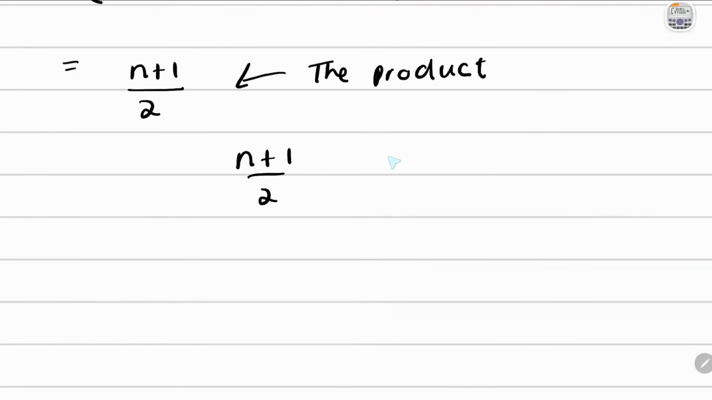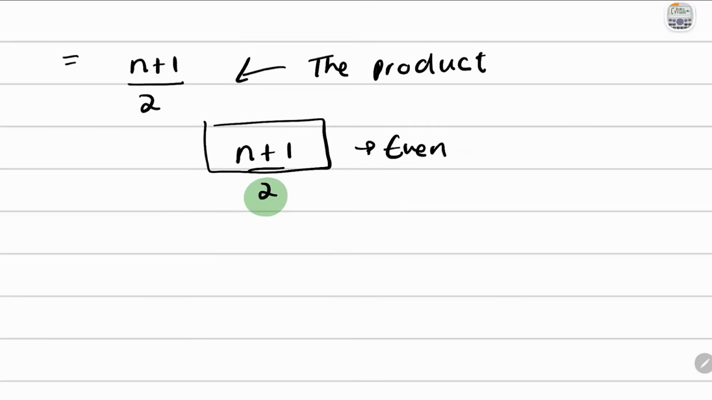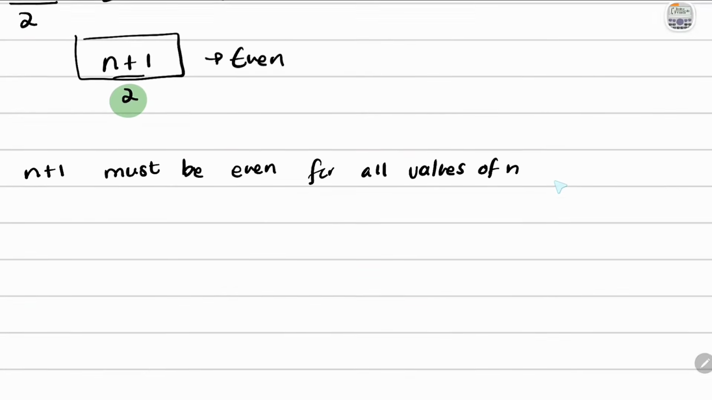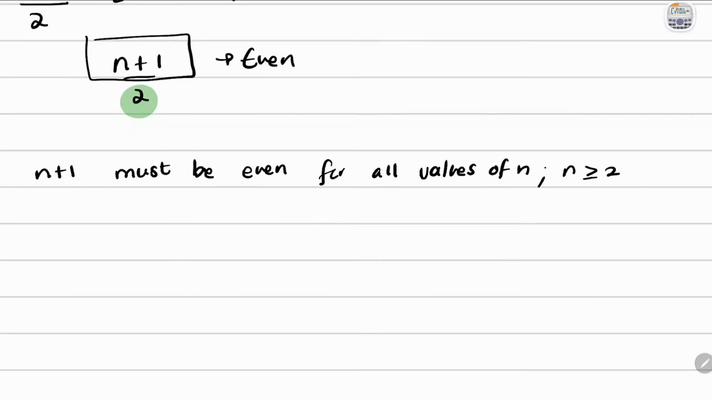So for this to be an integer, because the denominator is 2, the only way it can be an integer is if the top is a number divisible by 2. And numbers divisible by 2 are called even numbers. So n plus 1 will have to be even. Let me first state that. N plus 1 will be even. Okay, must be even, really, for all values of n. And we know that this is specifically where n is greater or equal to 2.